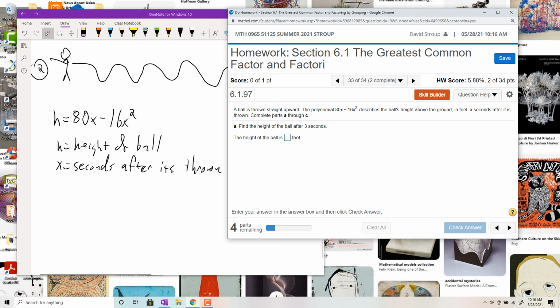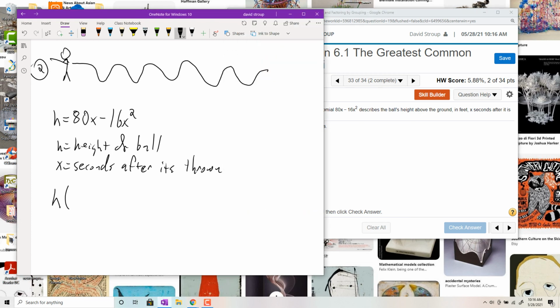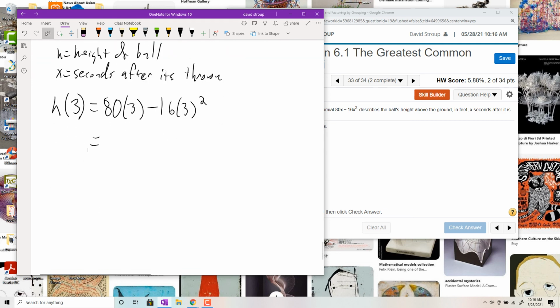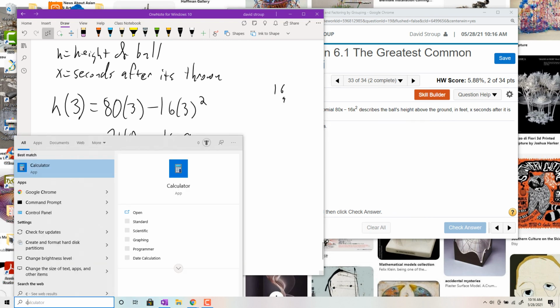Anyways, find the height of the ball after 3 seconds. So to figure that out, what you're going to do is take the number 3 and plug that in for x. Okay, so the way we'll write it eventually will be h of 3. And we plug 3 in for x. Okay, so we have 80 times 3 minus 16 times 3 squared. And then it turns into, please excuse my dear Aunt Sally. So 80 times 3 is 240 minus, you have to do exponents, so 16 times 9. Let's get my calculator out.